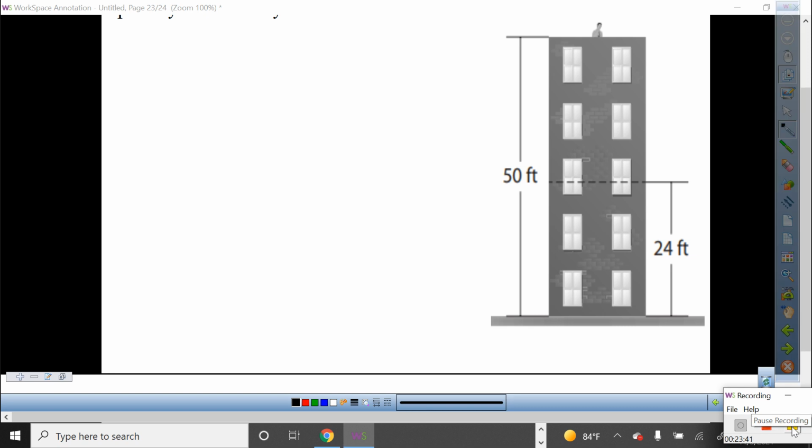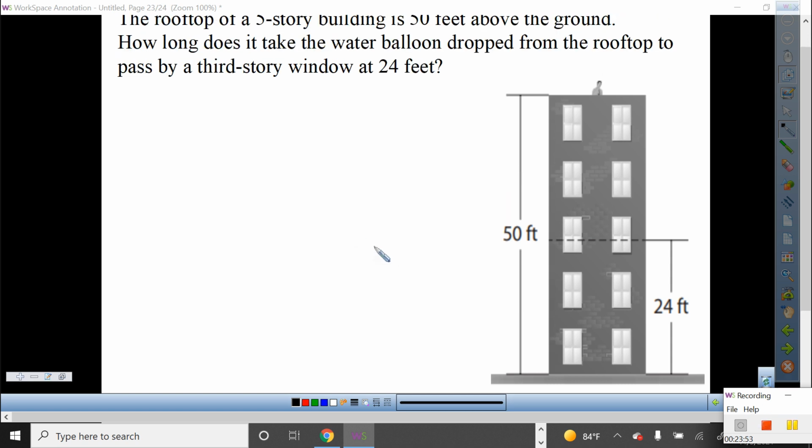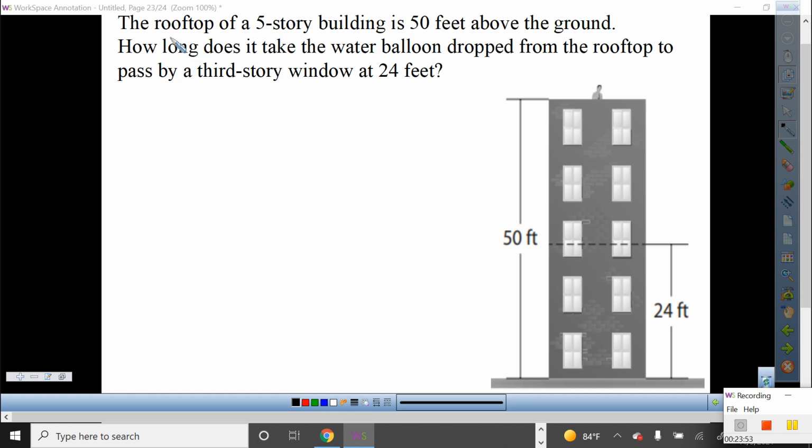All right. So everybody drew the picture, yes? Once again, I understand some of you are artistically challenged. Just try your best, okay? So here goes the situation. It reads, the rooftop of a 5-story building is 50 feet above the ground. So how tall is the building?